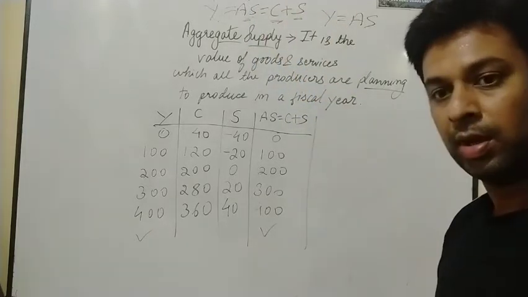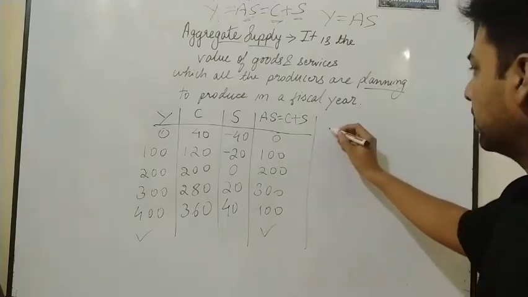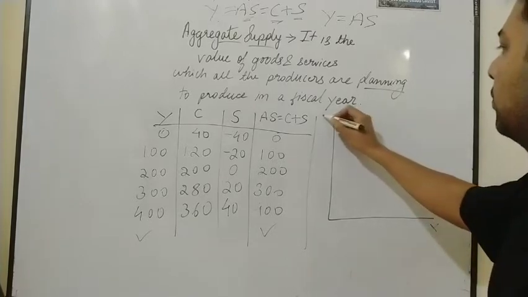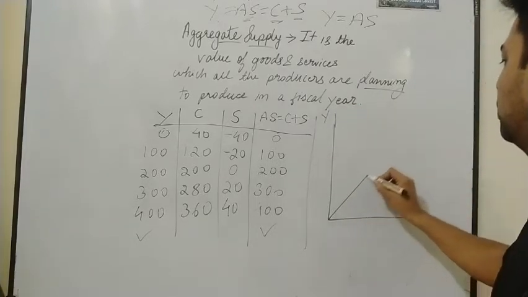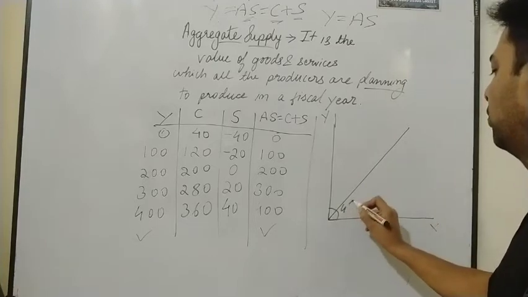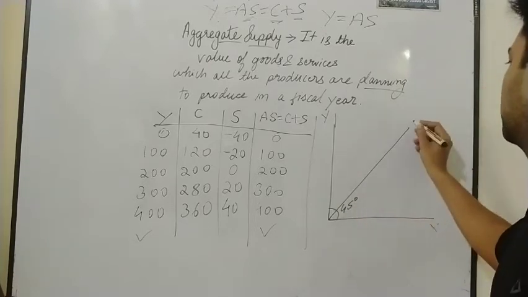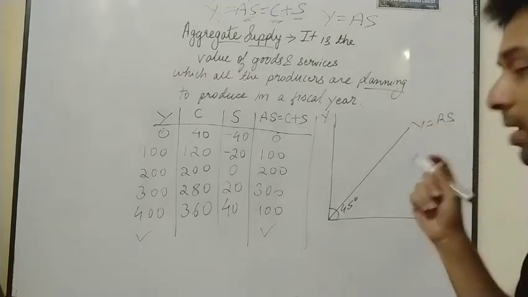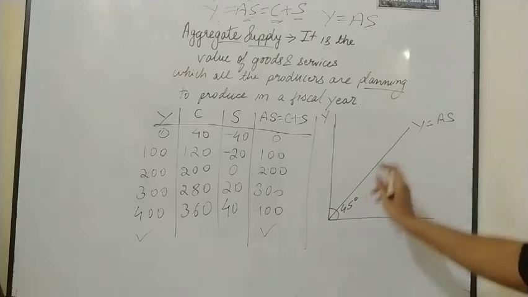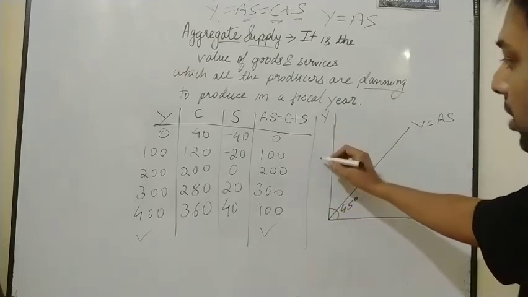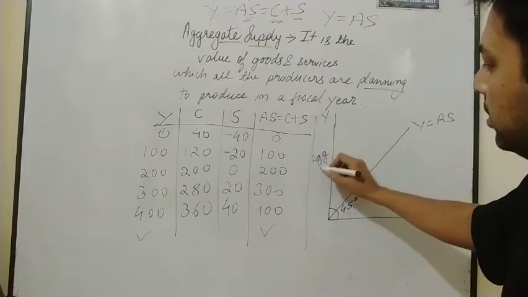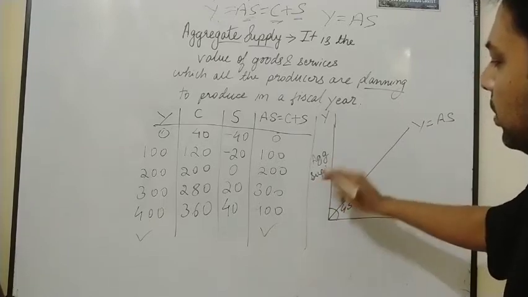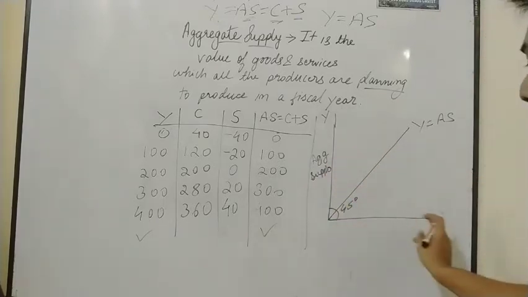Now what will be the diagram and how will it be made? See, the diagram will be somehow like this. On the x-axis and y-axis, you'll have to make a 45-degree angle line, and write here Y is equal to AS. You'll have to write Y is equal to AS over here. Okay, now this y-axis will tell you about aggregate supply. This line tells you about aggregate supply.